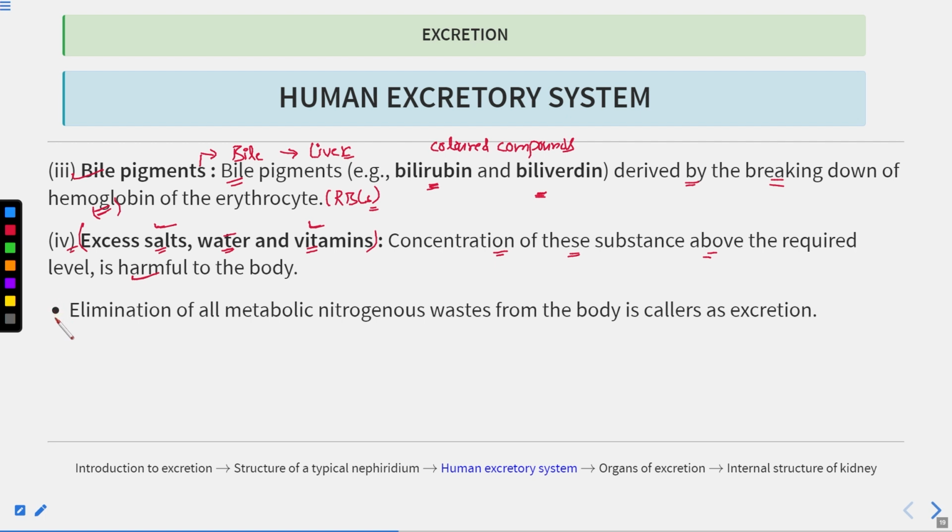Now, here you can see that the elimination of all this metabolic nitrogenous waste from the body is known as excretion. This we have already discussed in the previous lecture. What is excretion? Elimination of the waste products that are produced during the metabolic reactions or processes.